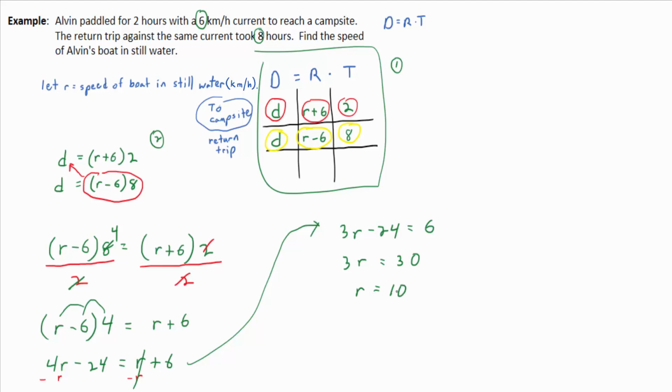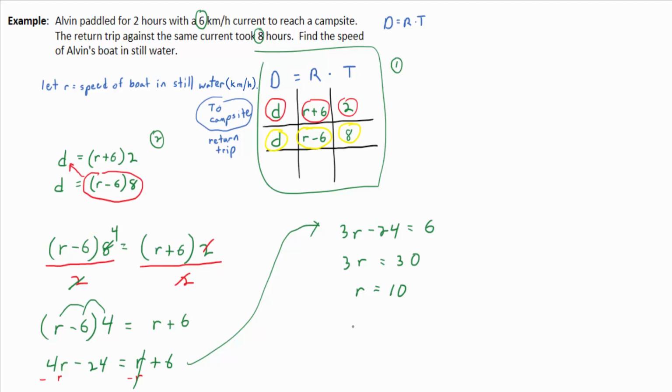10. It says find the speed of Alvin's boat in still water. Isn't that what we're looking for, r? In fact, it doesn't even ask us to find the speed of the current, does it? Or in this case, it doesn't ask us to find d, does it? We actually know the speed of the current. I misspoke there. Some problems you don't know the speed of the current. Some you don't know d. So it doesn't ask us to find the distance. We could find it, but we don't have to. We're not asked to find it.